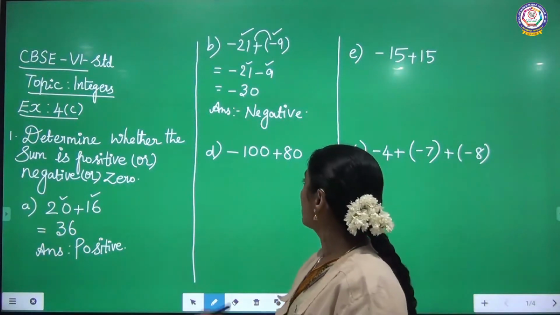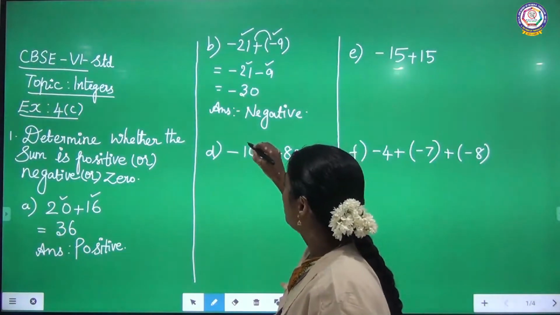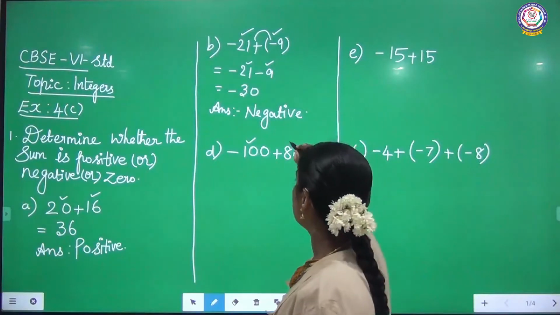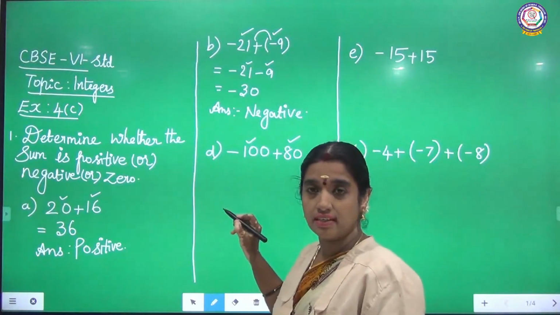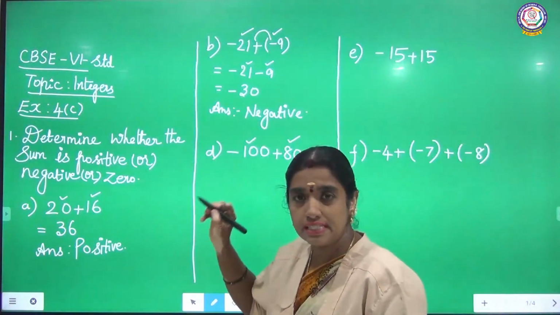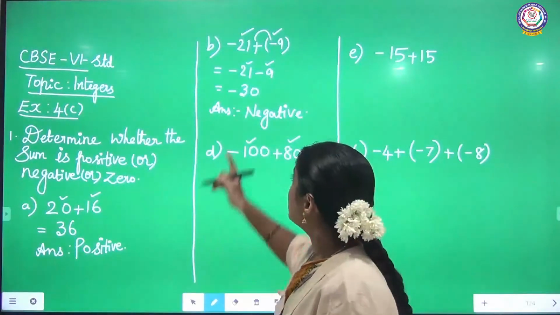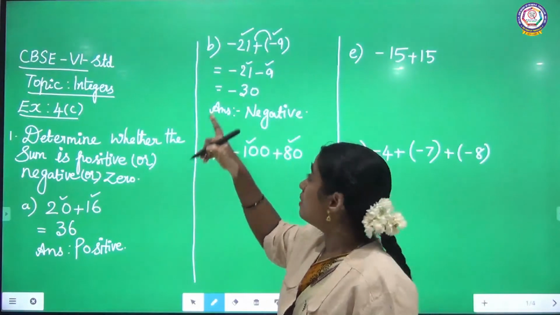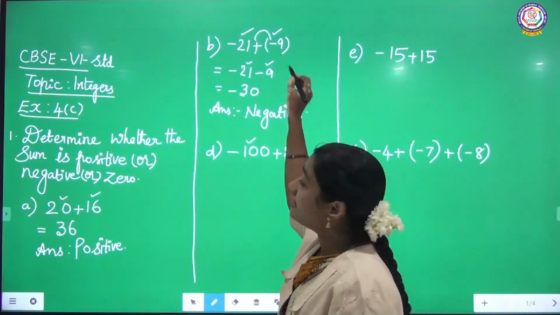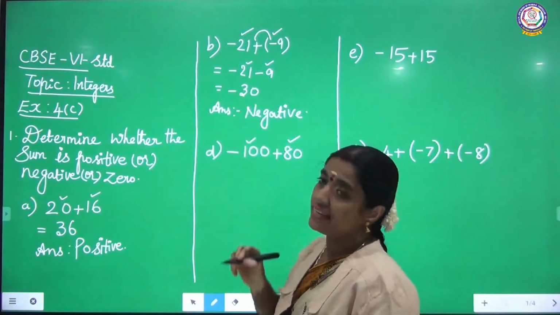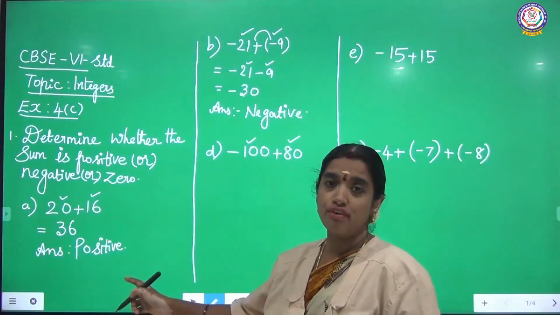See here, minus 100 plus 80, a negative integer as well as a positive integer. If the signs are different, what do I have to do? I have to subtract. If the signs are same, I have to add. Signs same means I have to add. Listen, minus 21 minus 9, my signs are same. So I am adding that integer and putting that sign here. Minus sign is there, so for that minus symbol. Plus sign is there, so for that plus symbol.